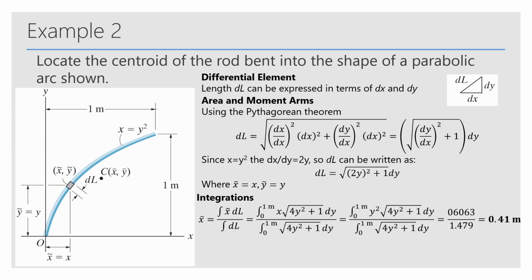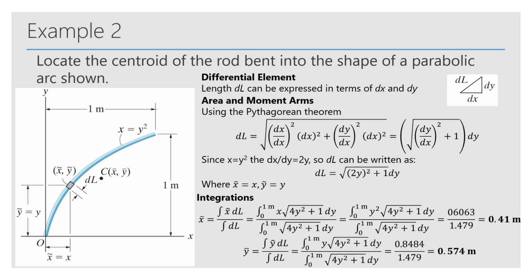When we complete the integration here, we take the integration of x and then divide that by the length, and we end up getting 0.41 meters. Similarly, doing the same thing for the y, right? We find that the centroid for this problem for y is 0.574 meters. I suggest you pause this video to see if you follow along with this. If there are any questions, feel free to reach out to me.